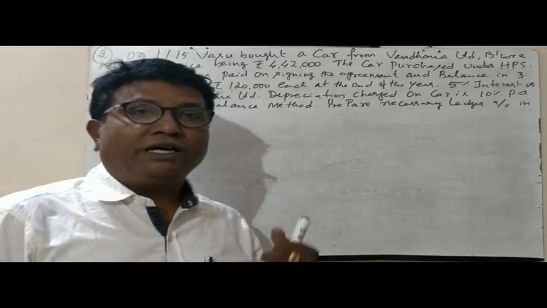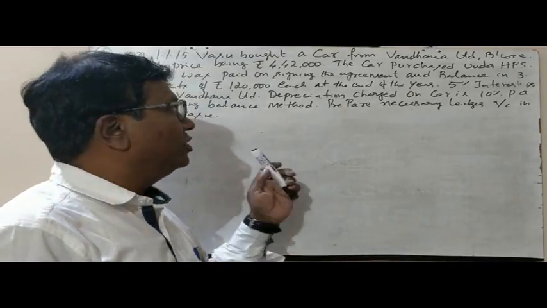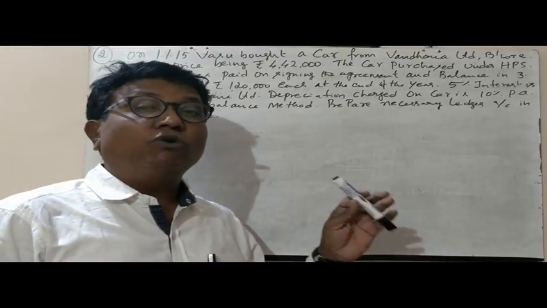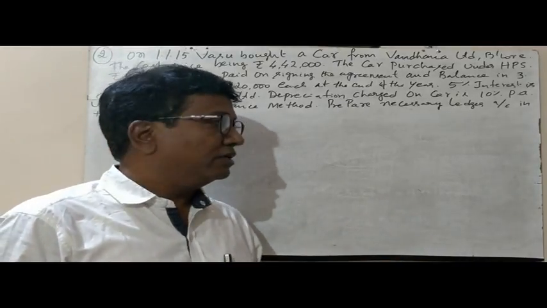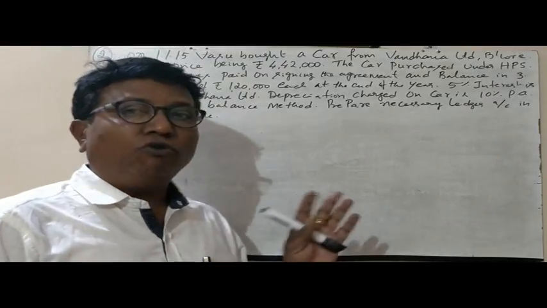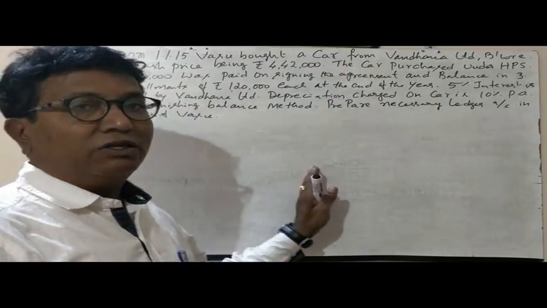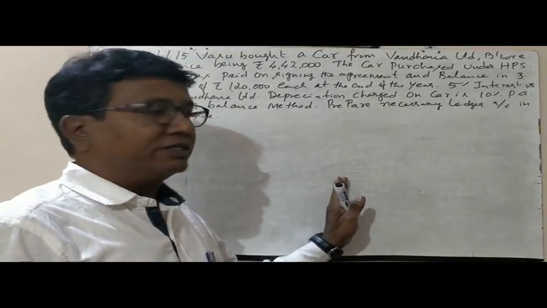We are dealing with the higher purchase system, Part 3. This is a 14 marks question, which is the fourth method of calculation of interest. In my first video and second video, I have not shown you the fourth method of calculation of interest. This problem is based on the fourth method of calculation of interest.